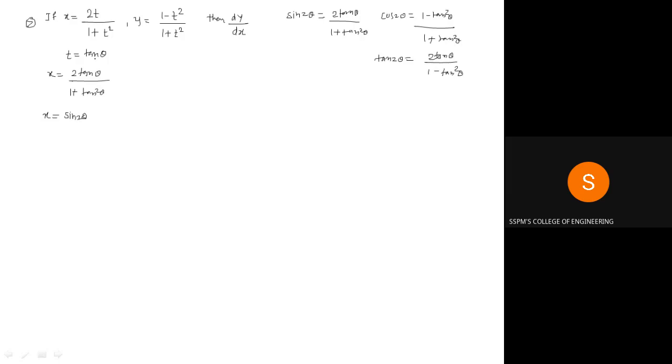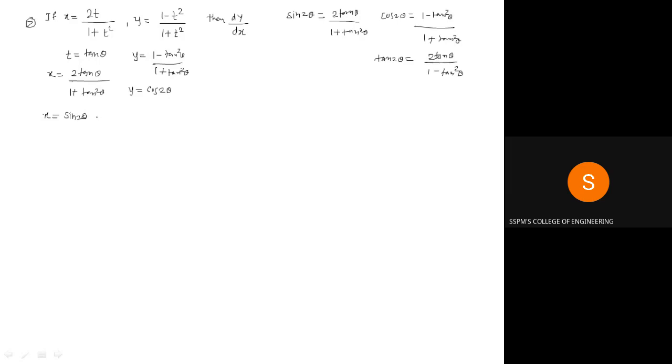In similar ways, substitute the same in y. So y is equal to what? 1 minus tan square theta upon 1 plus tan square theta. So what is y? y is equal to cos 2 theta. This is nothing but the formula for cos.